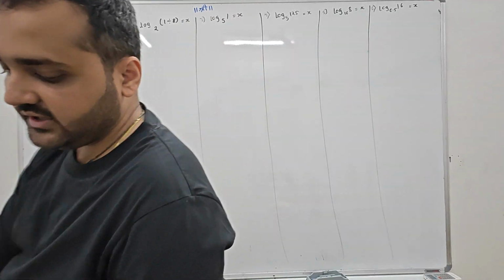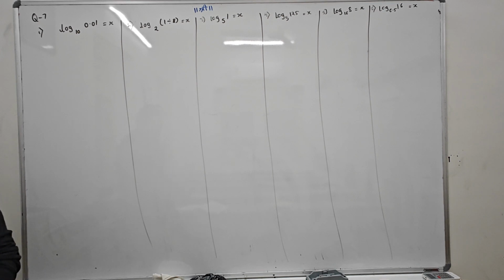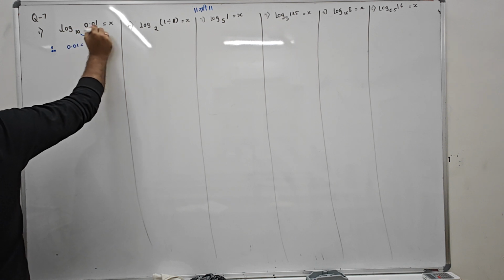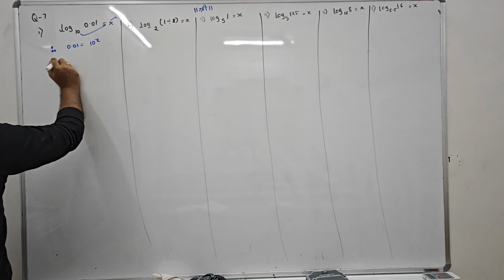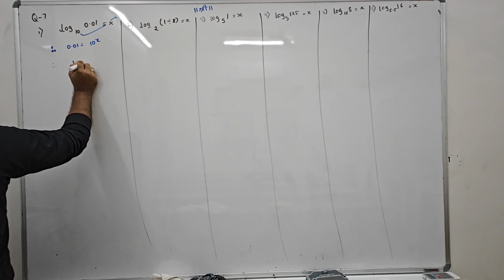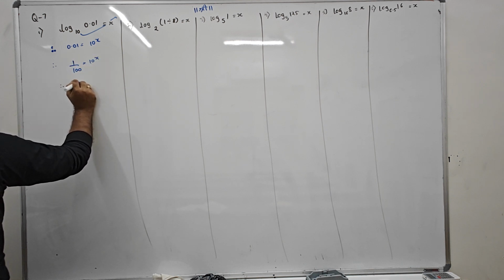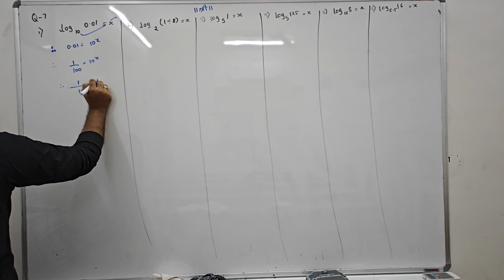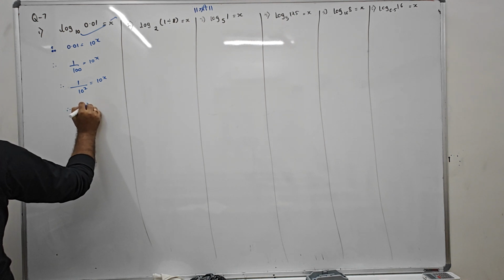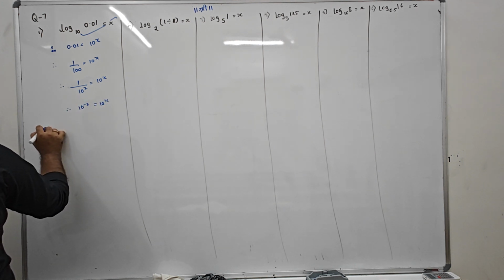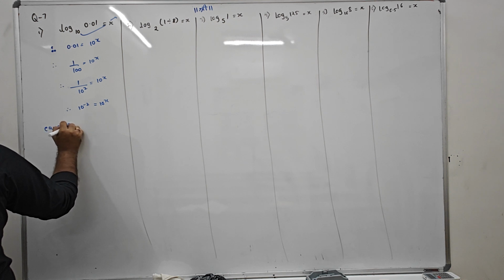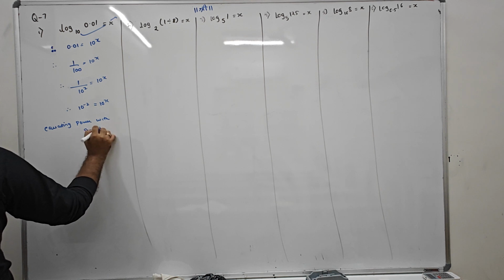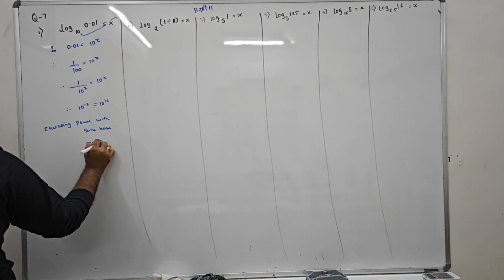Okay beta, let us solve these questions. 0.01 is equal to, converting log to exponential form, 10 raised to x. 1 upon 100 is equal to 10 raised to x. 10 raised to minus 2 is equal to 10 raised to x. Equating power with the same base. x is equal to minus 2.